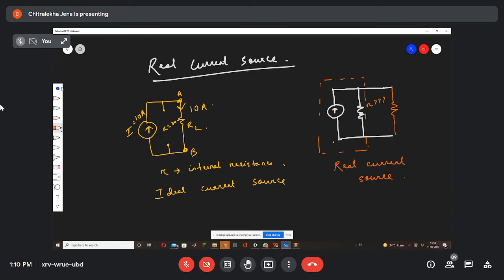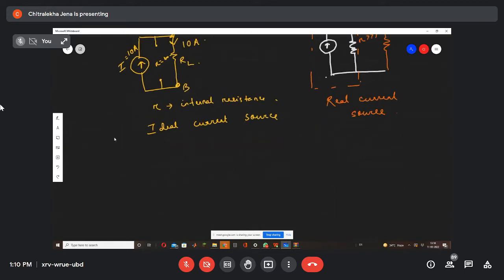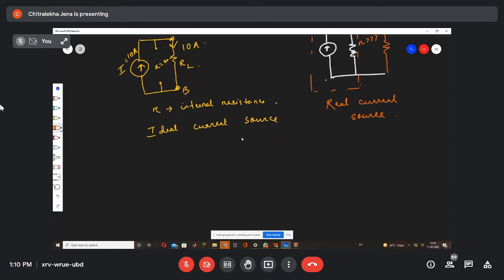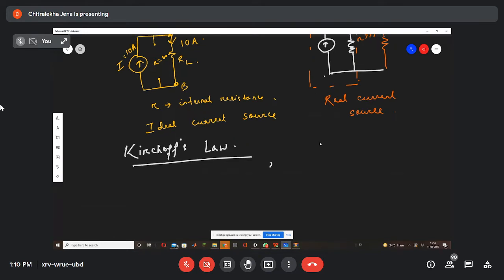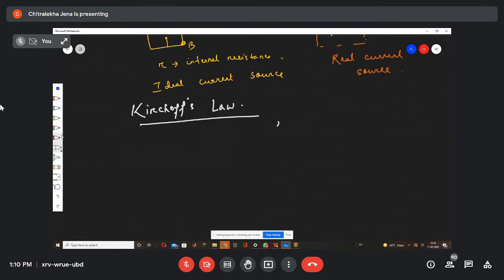Ritankar, am I clear to you? Yes, ma'am. Okay, so now we will go to Kirchhoff's law. Who can state Kirchhoff's law? Abhijit Anand, state. How many laws are there? Two laws, ma'am. Okay, so state the first law. The first law is the sum of current flowing from a junction is equal to the sum of current flowing toward it.